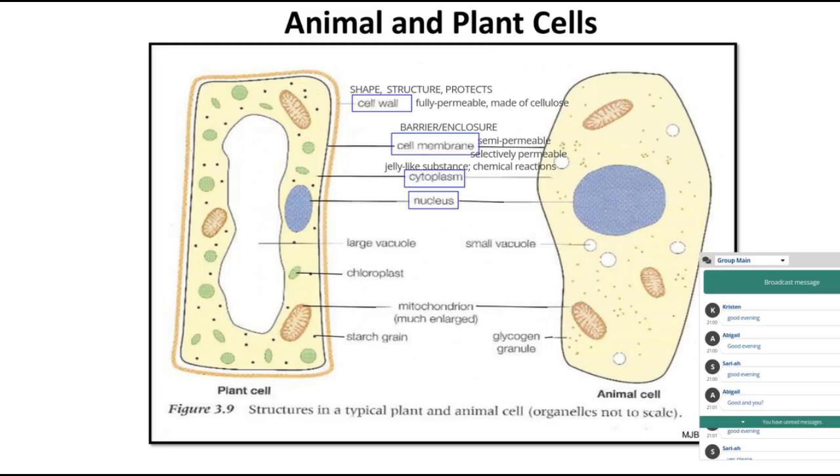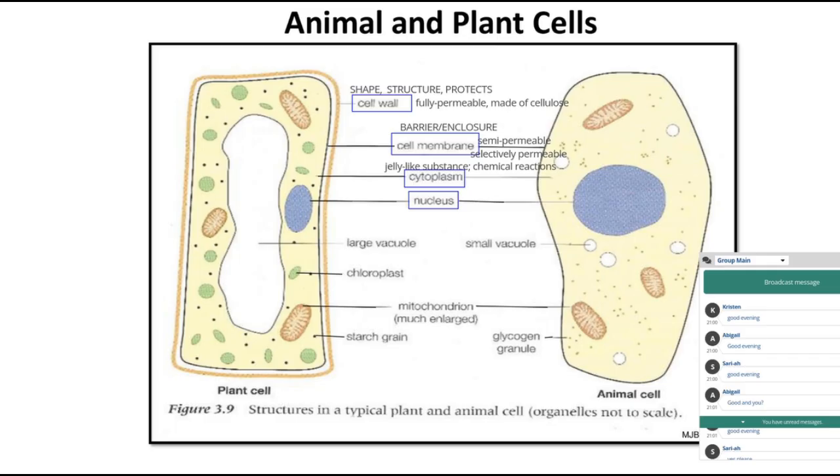Just as our brain controls what we do, both the voluntary and involuntary actions, and when we get to the brain we'll go into that, the nucleus is responsible for doing that within the cell. It contains the genetic material in the form of DNA. The DNA is packaged in chromosomes. So the nucleus is extremely important because this is what is going to determine what type of cell it is.